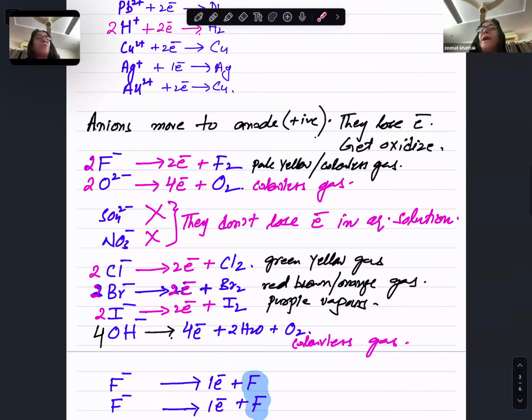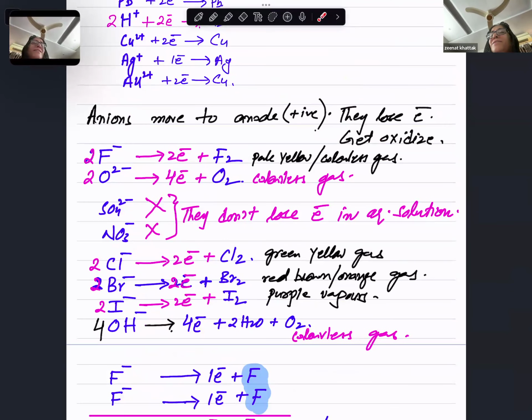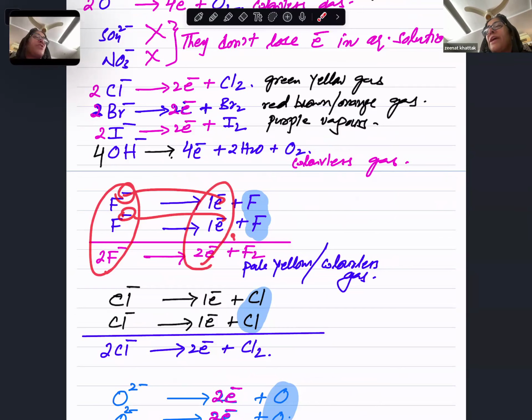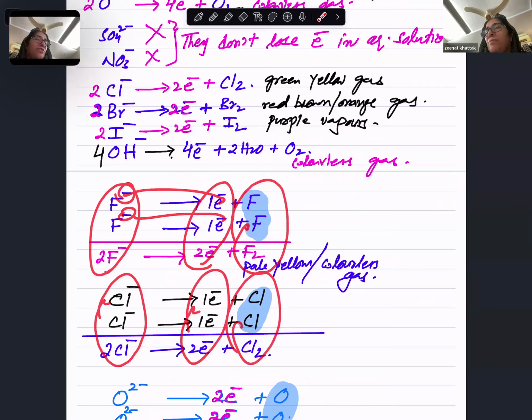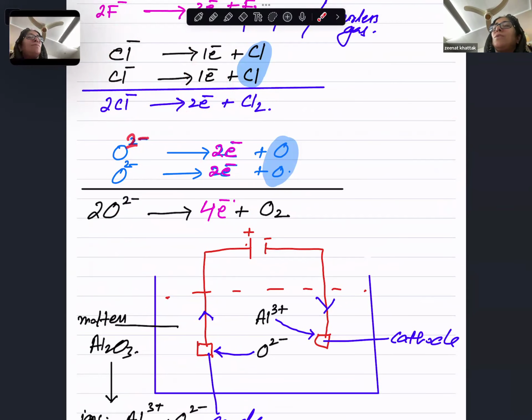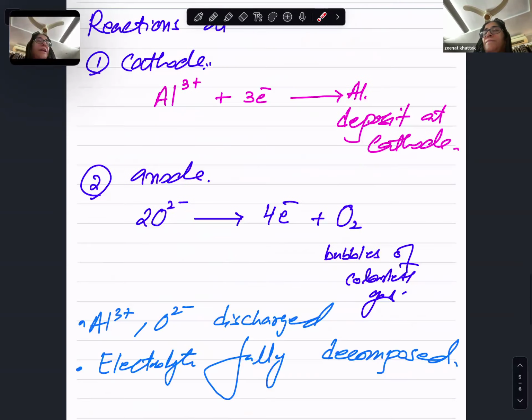Now, if we go to anion, it's exactly the same way. Lose 1 electron, so 2F negative, 2 electrons, and F2. 2 chloride, 2 electrons, and Cl2. But if it comes to oxygen, then it's negative 2, lose 2 electrons. So 2 oxide, lose 4 electrons, making O2. Right? This is repeated again.